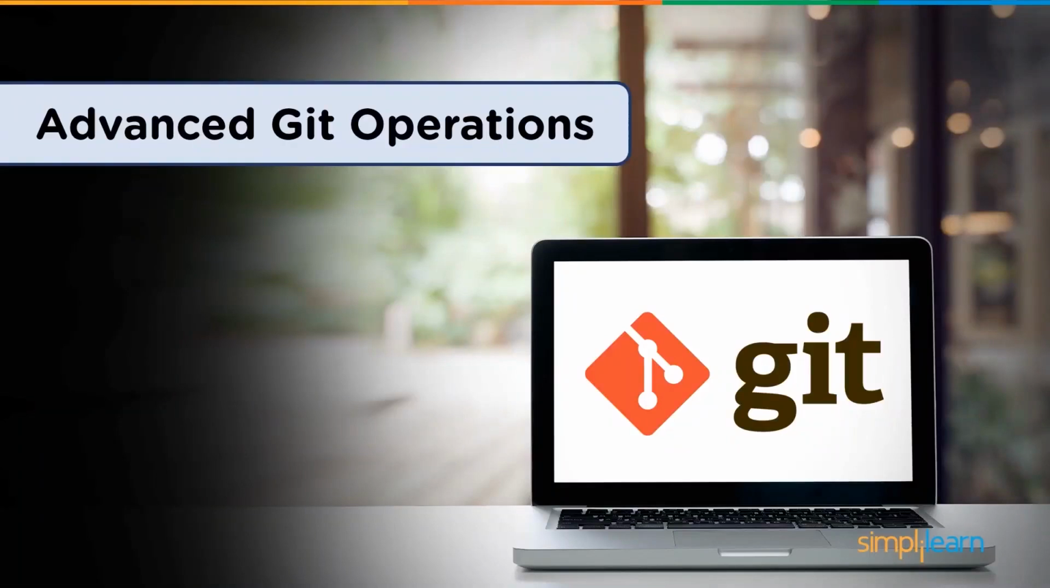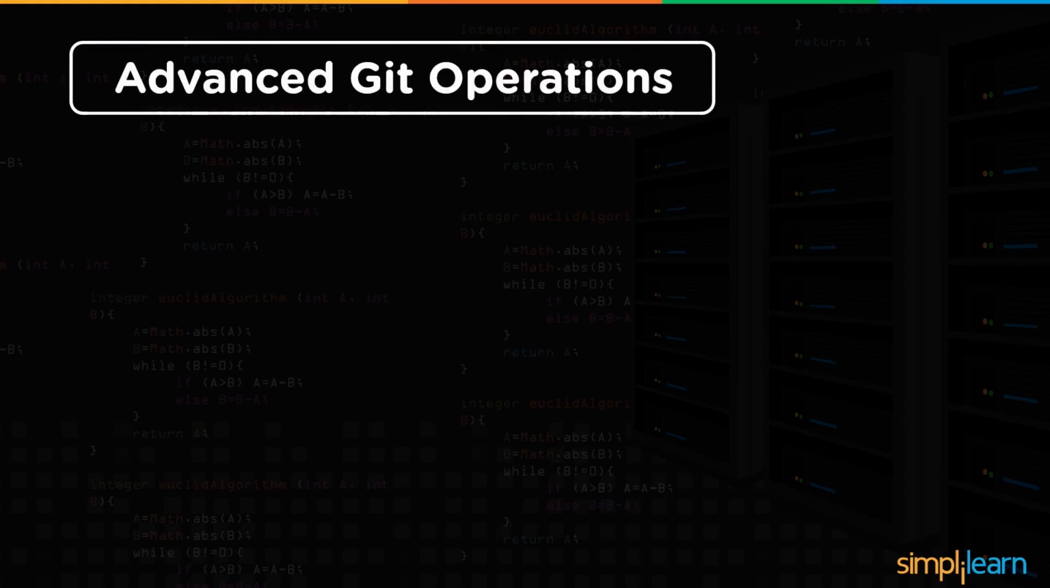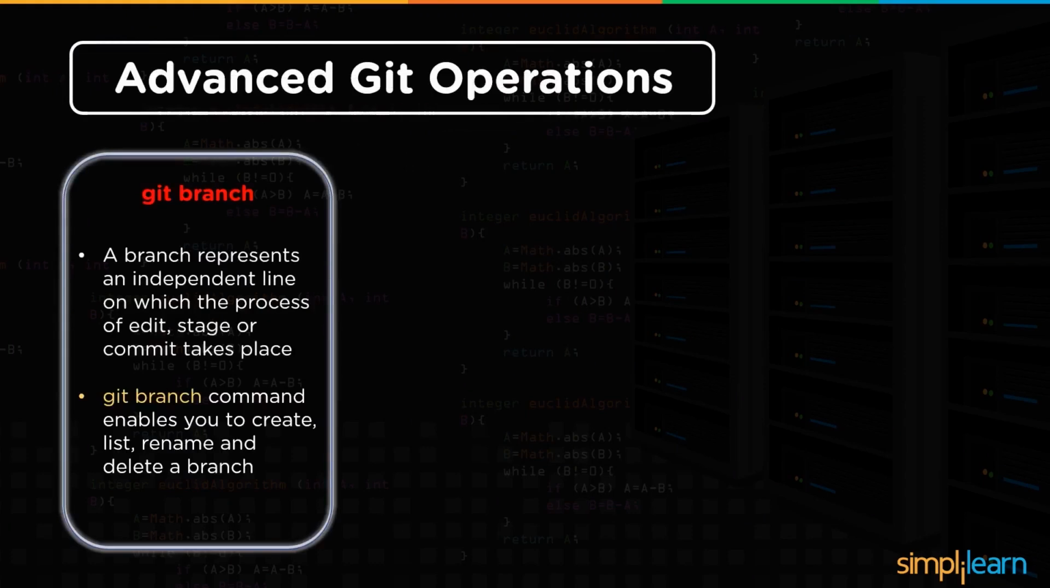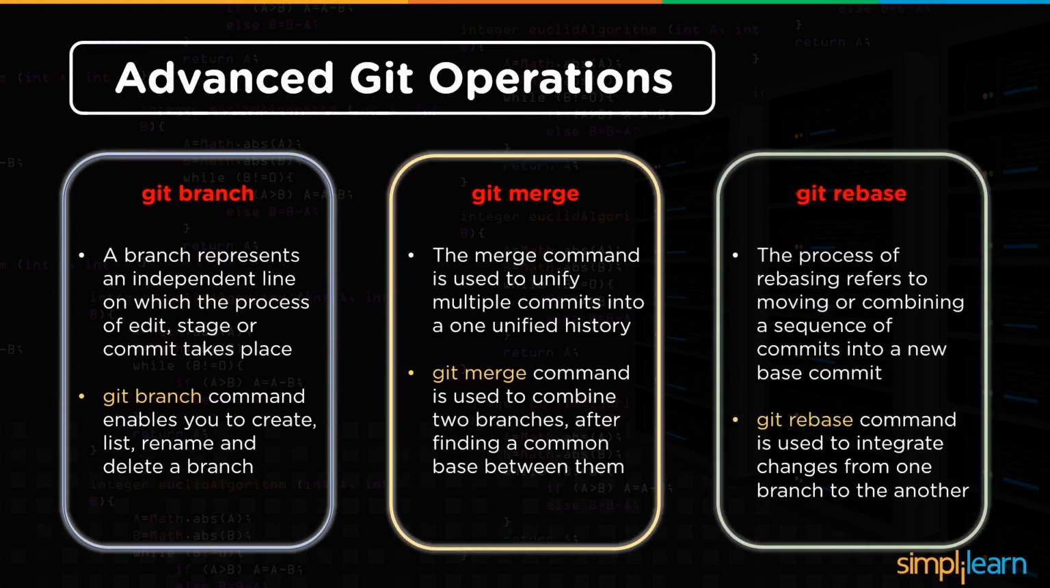So these were some of the Git operations which talk about how we can do some basic stuff. But now the next thing we have is the advanced Git operations. In this one, a couple of operations are involved: git branch, then git merge, and then git rebase. Now the first one is the branch.